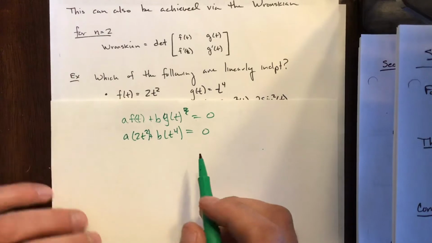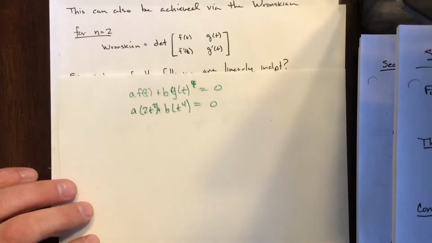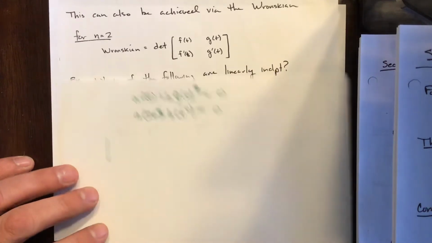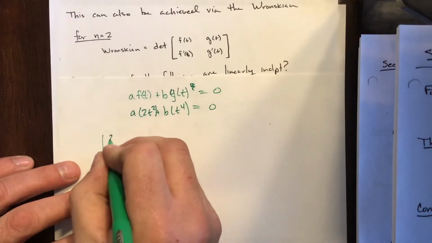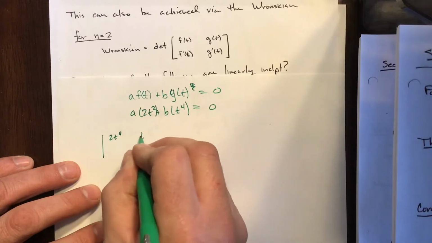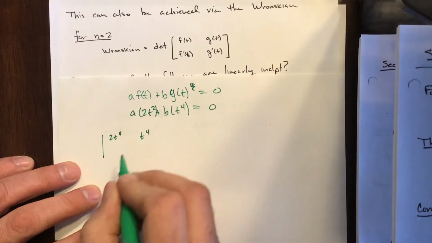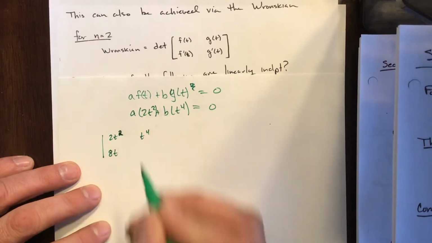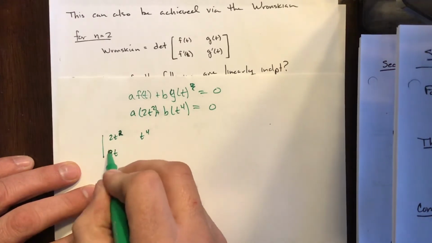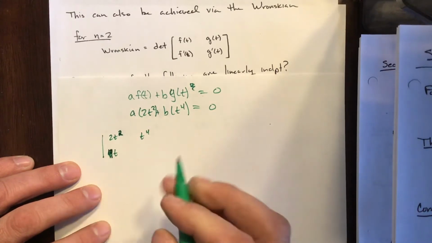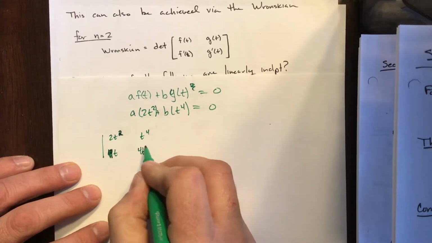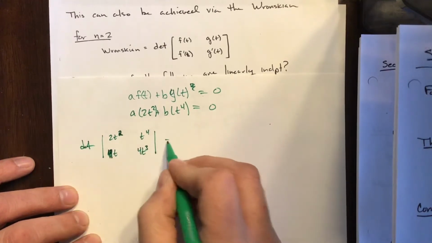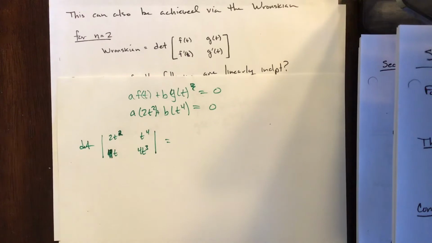Let's see how the Wronskian outputs. So we have 2t squared, and we have t to the fourth. The derivative of 2t squared is 4t, and the derivative of t to the fourth is 4t cubed. So let's compute the determinant of this and see what we get.